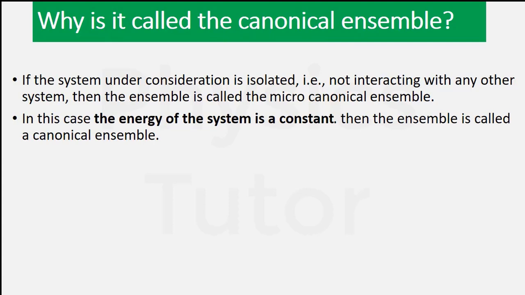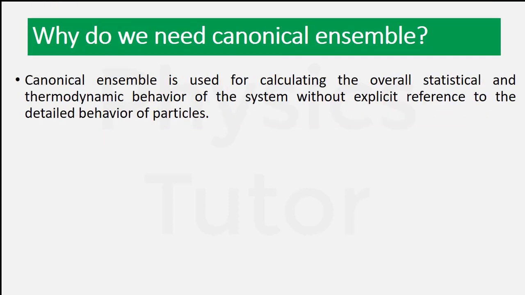So the next question is why we need the canonical ensemble. The answer is that the canonical ensemble is used for calculating the overall statistical and thermodynamic behavior of a system without explicit reference to the detailed behavior of particles. So in simple terms, the canonical ensemble is a calculating tool for statistical and thermodynamic behavior. So this is very important to study.